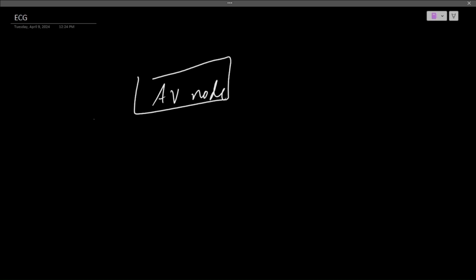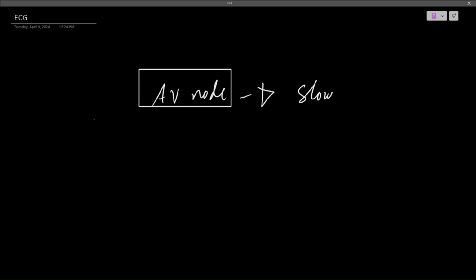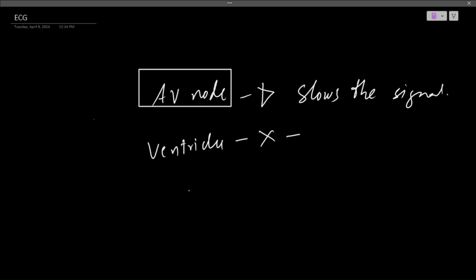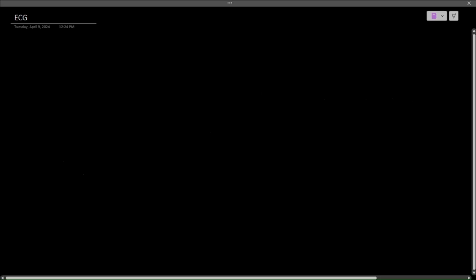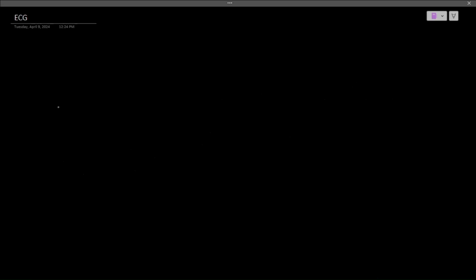The AV node is important because it slows the signal down. This is because we don't want the ventricles to contract immediately. There should be some amount of time before the atria had a chance to push the blood into the ventricles. And so the AV node basically slows down the electrical signal so that blood is able to move from here to here. From here, the pathway goes something like this.